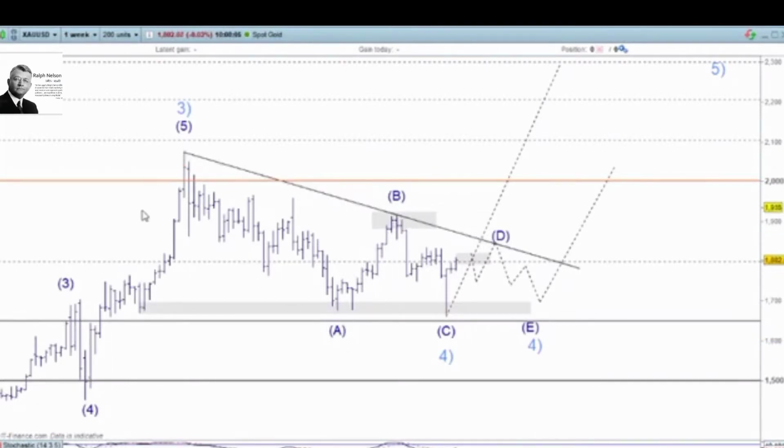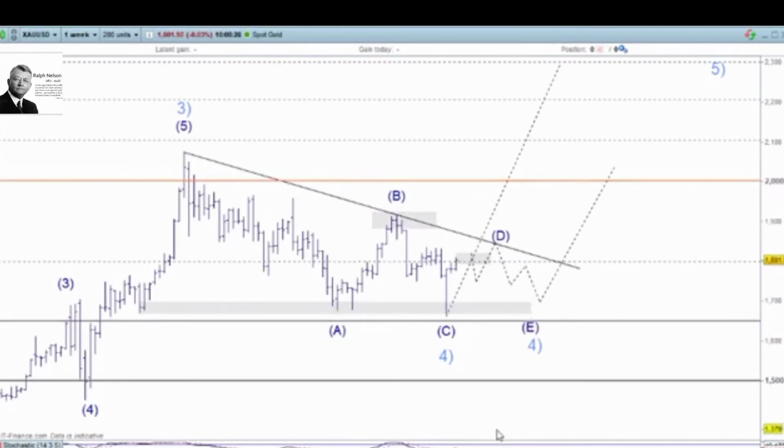We're looking at an irregular flat, which is the A wave, the B wave and the C wave here for wave 4 with a low in place, and we do have an impulse wave to the upside here now as well. The other way we're looking at it, of course, is the descending triangle pattern here with an A, B, C, D and E.